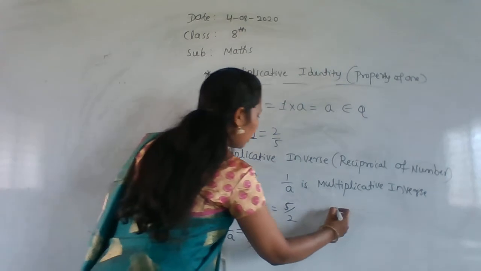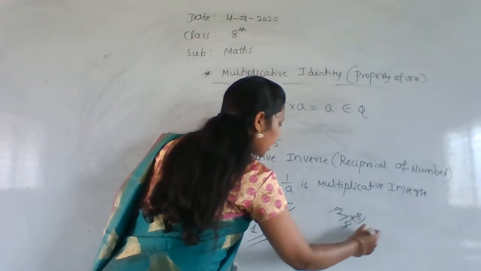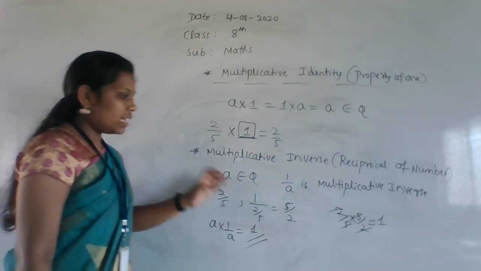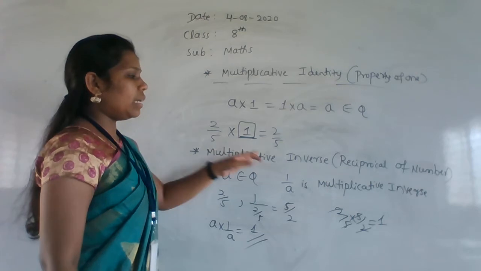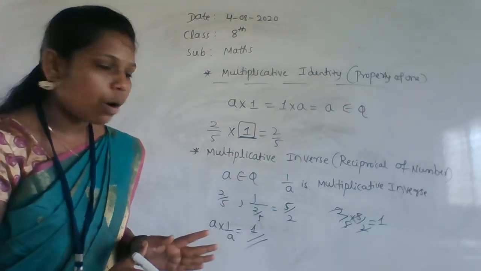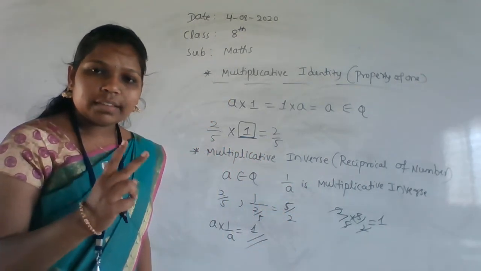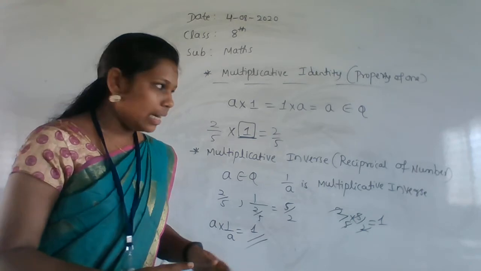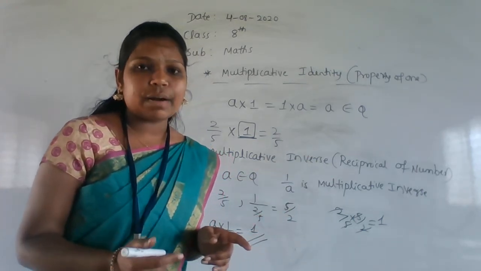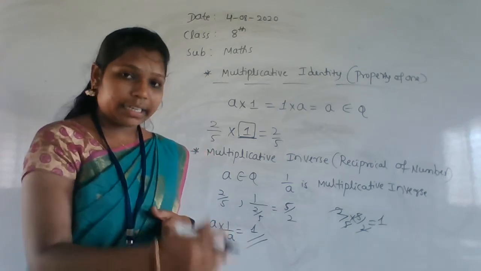See here, if I multiply 2 by 5 into 5 by 2, the 5s cancel and the 2s cancel. What will be the answer? 1 is the answer, right? So this is called the multiplicative inverse. The reciprocal of a number is always called the multiplicative inverse. If the number is 2, then 1 by 2 is the reciprocal of 2. If you multiply 2 into 1 by 2, you will get the answer 1. That is our intention.